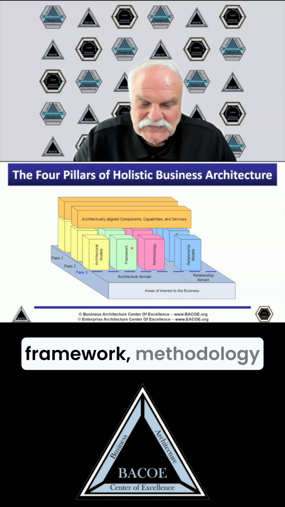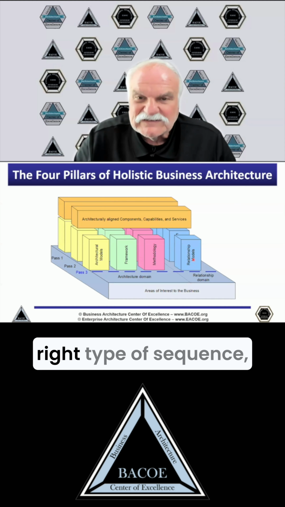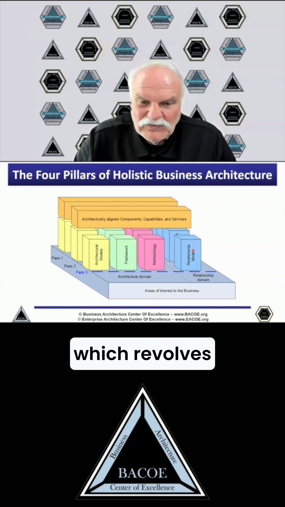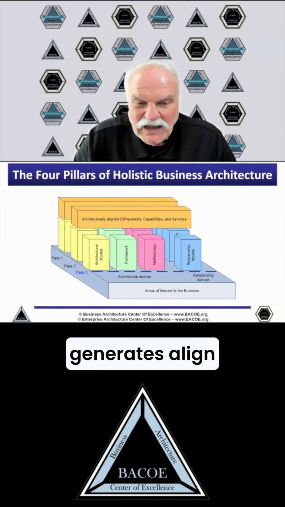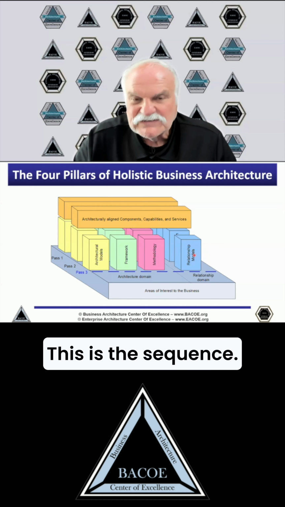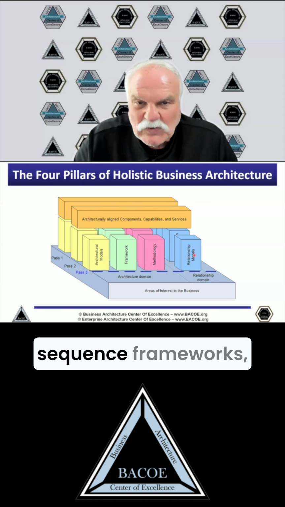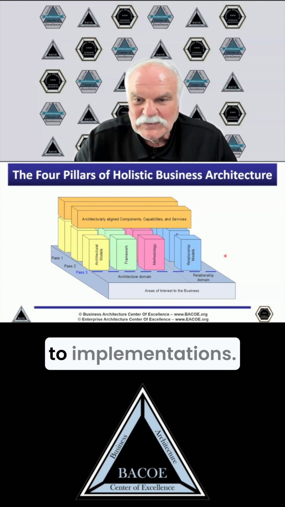Architecture models, framework, and methodology are the basis to this. You see the left to right type of sequence, which revolves into relationship models, which then generates aligned components, capabilities, and services. This is the sequence. Methodologies have sequence. Frameworks have representations that are neutral to implementations.